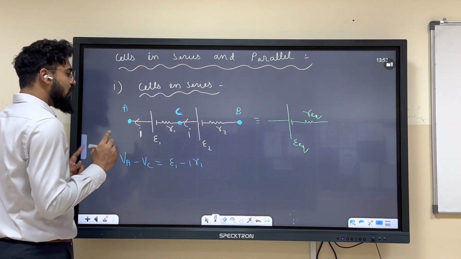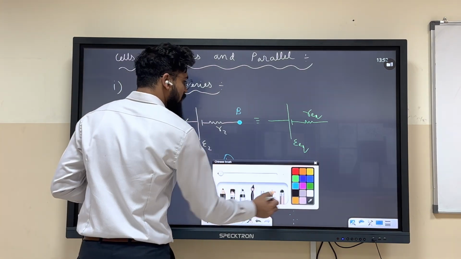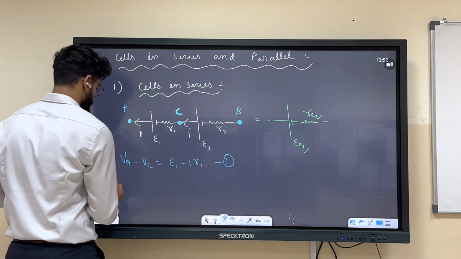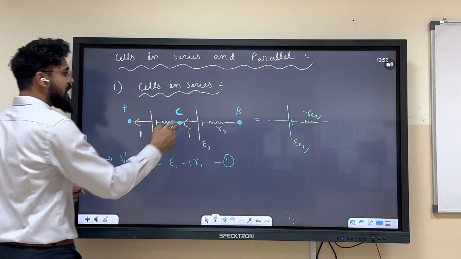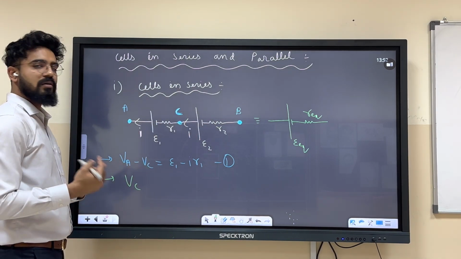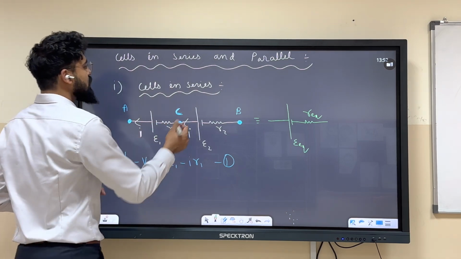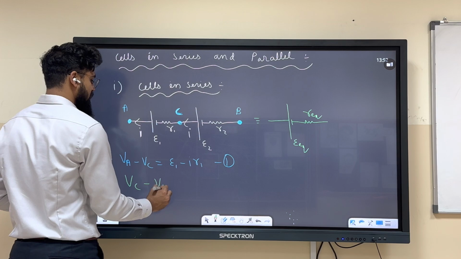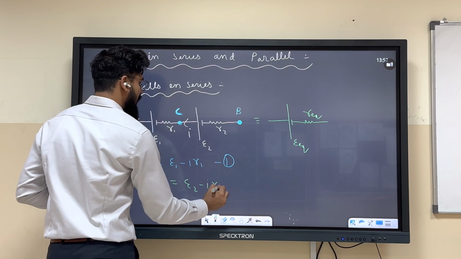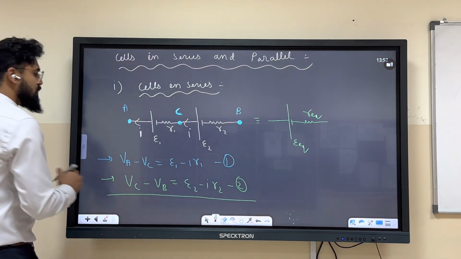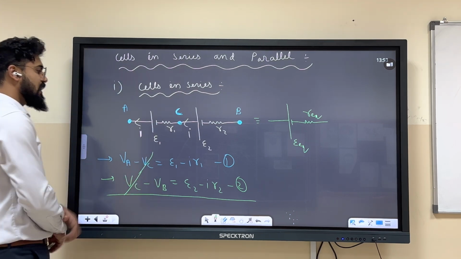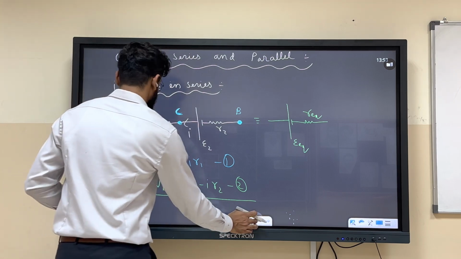Let's call it equation 1. On the same ground, can we write equation 2? Here VC is the higher potential, so VC minus VB equals E2 minus IR2. Add them both. If you add them, what will cancel out? VC will cancel out.